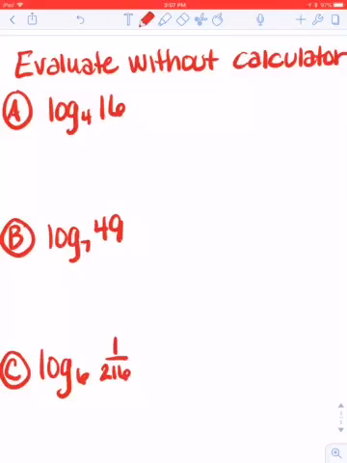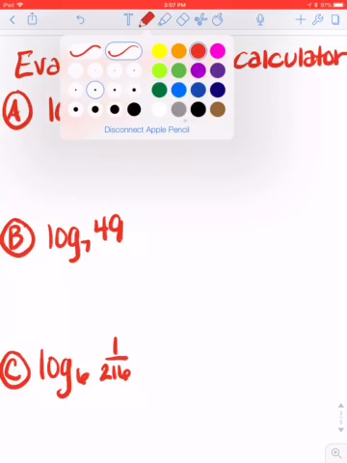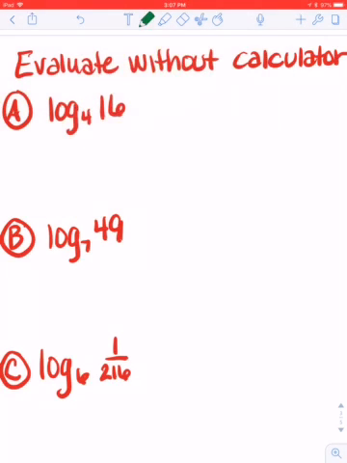Okay, guys, let's do a little bit of a review over evaluating logs without calculators and also evaluating a log using the change of base formula. So first of all, on this first problem, it says log base 4 of 16. And if we're doing it without a calculator, this is where you have all of these and you set them equal to x.